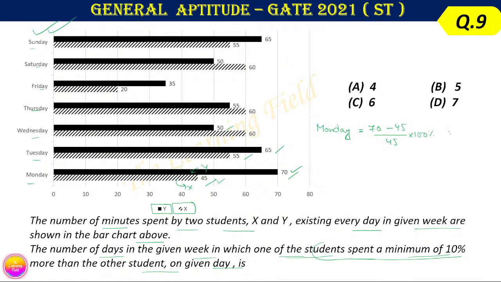So this is equal to what? This is equal to 55.55%. Okay, now this is greater than 10% or more, therefore we count this Monday. Now Monday, then Tuesday.